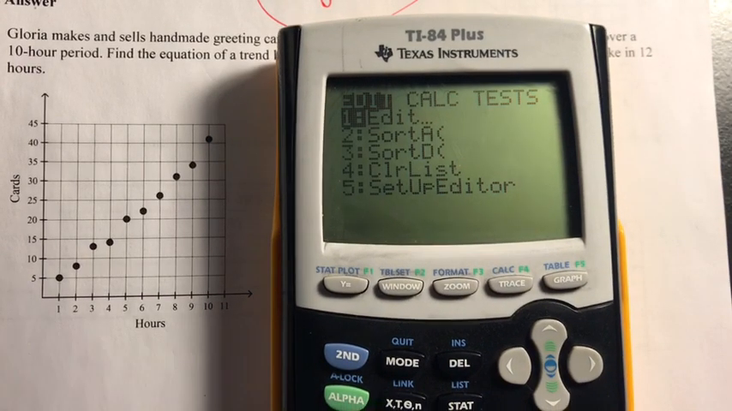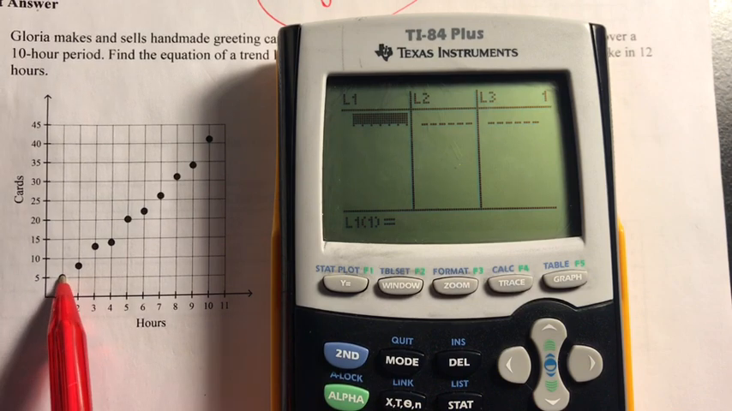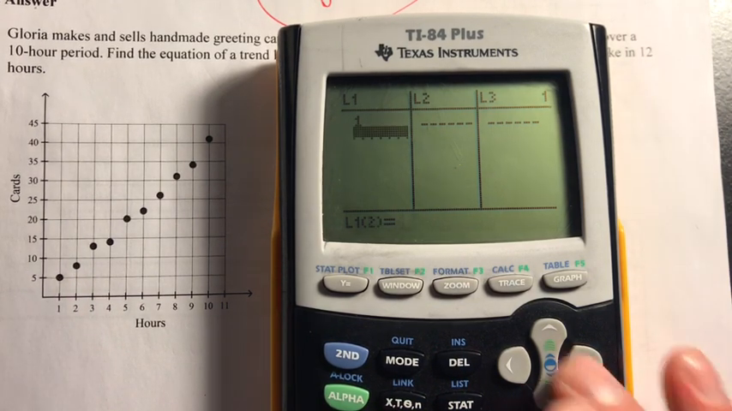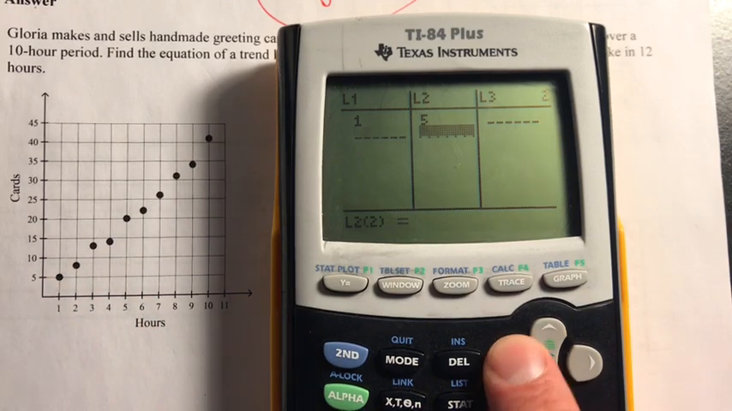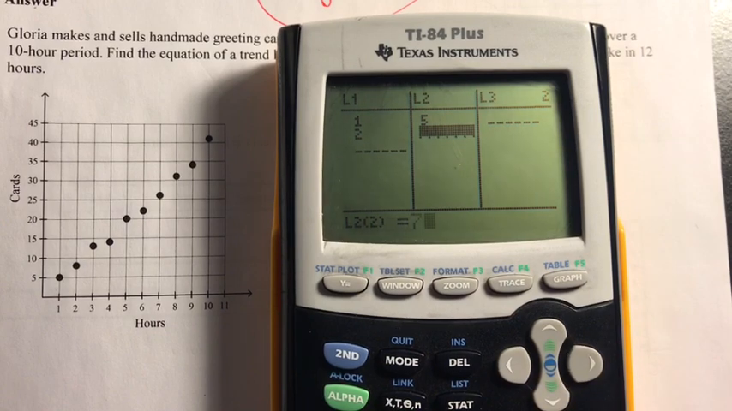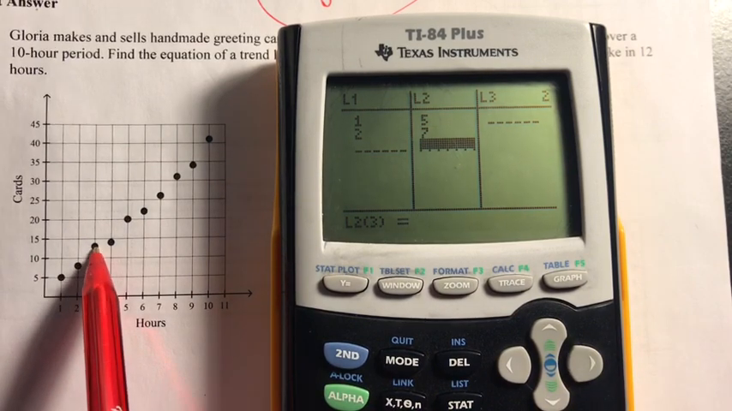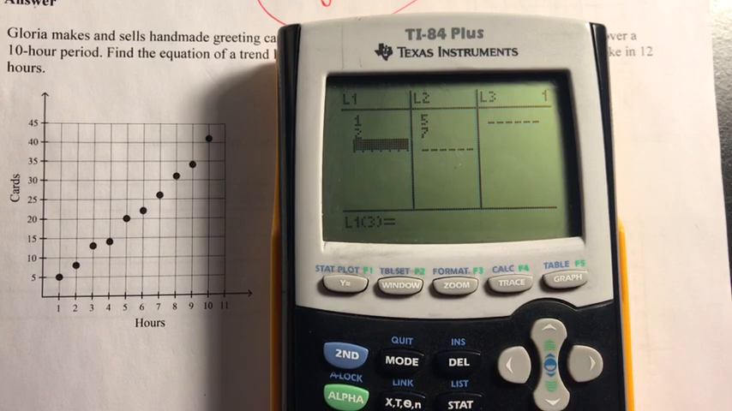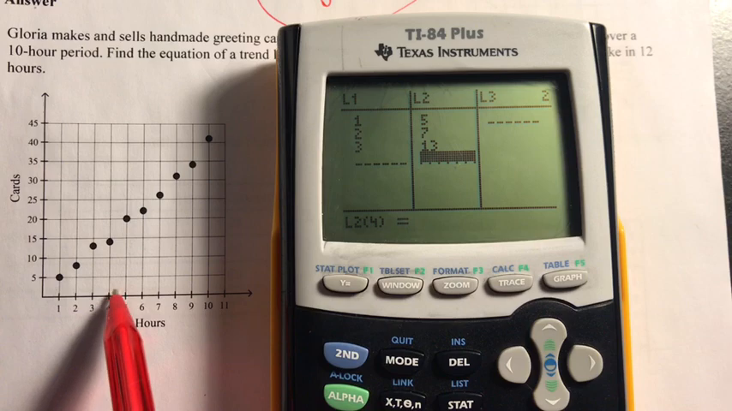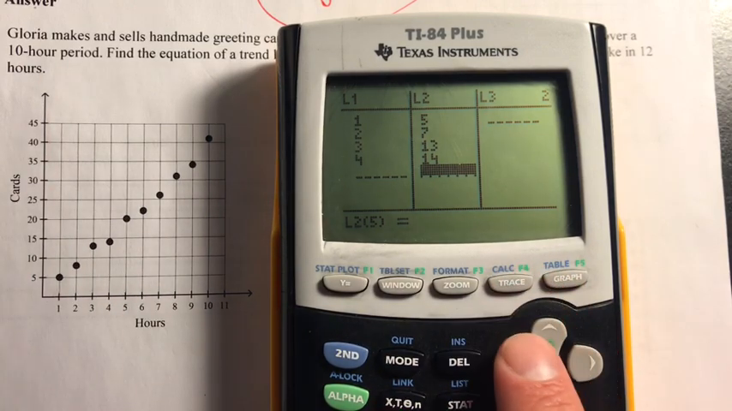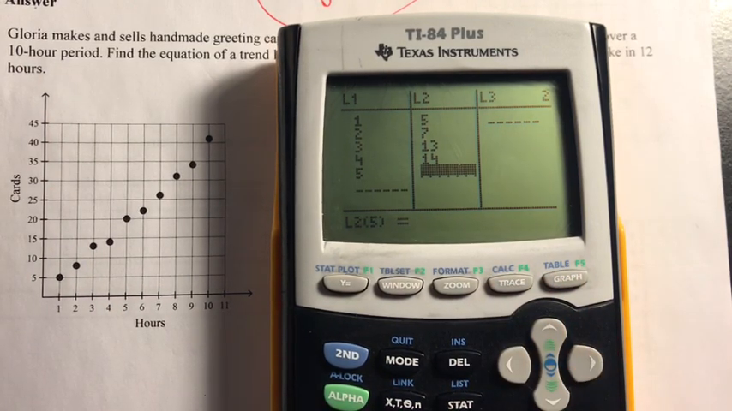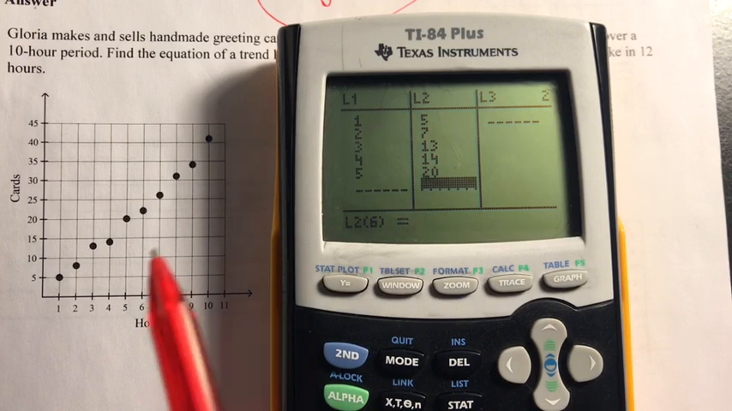So, stat, edit, and away we go. First point looks like 1, 5. 1, enter. 5, enter. 2, we'll say 7. 2, enter. 7, enter. 3 looks like we'll say 13. 3, enter. 13, enter. 4 looks like 14. 4, enter. 14, enter. 5, 20. 5, enter. 20, enter.